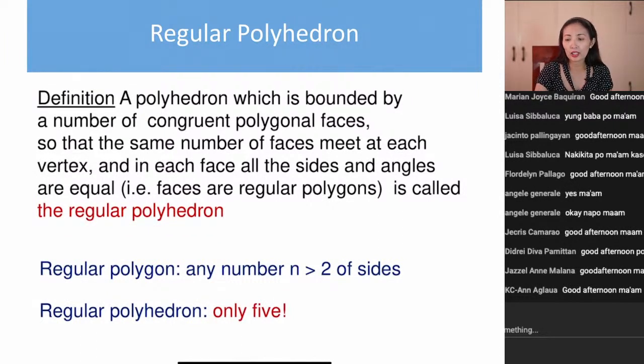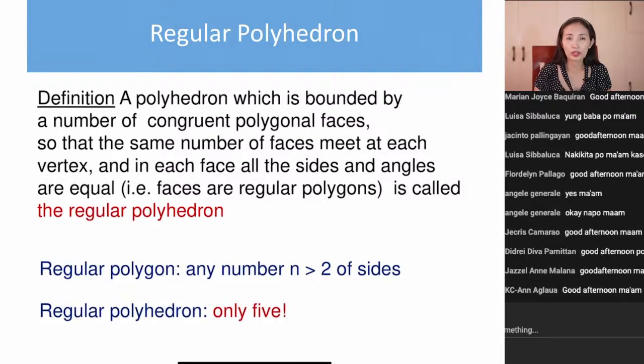A regular polygon, what's your understanding of a regular polygon? What is a regular polygon? Are all polygons regular polygons? What's a polygon, by the way? And what is the difference between a polygon and a regular polygon?